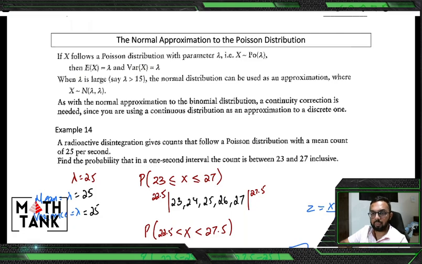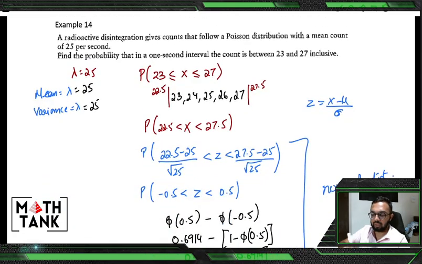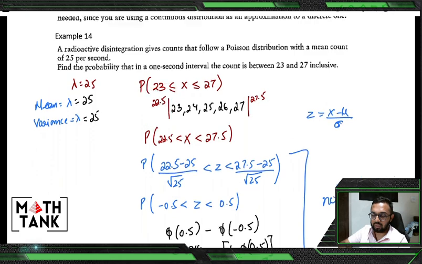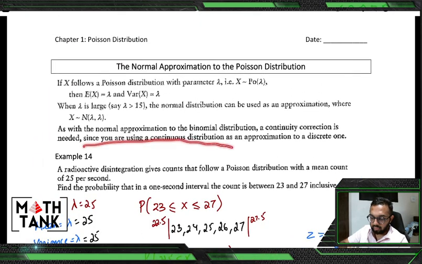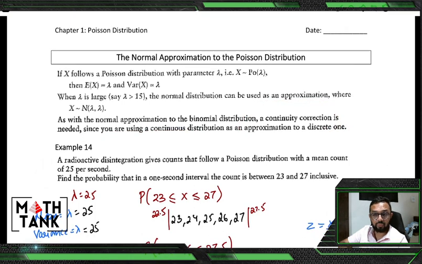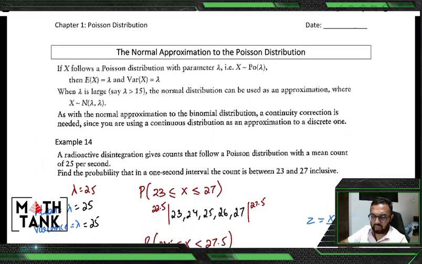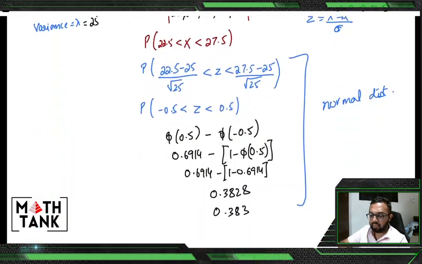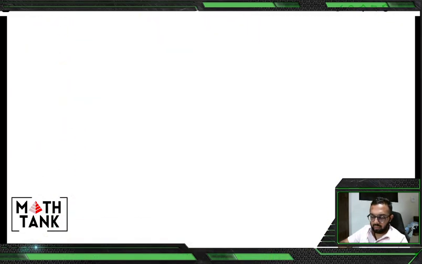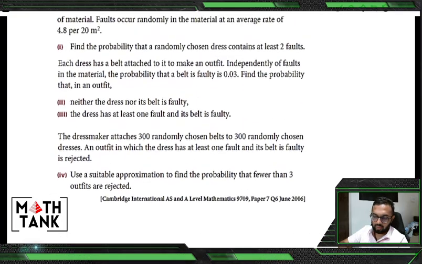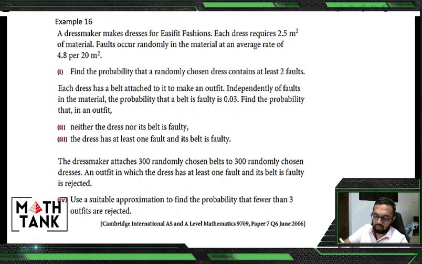Again, when you're converting from a Poisson distribution to a normal distribution, one thing that you should remember is continuity corrections. It's also written here. You're using a continuous distribution as an approximation to a discrete one, so a continuity correction is needed. That's something that you need to remember. If you don't know the rules for continuity correction, please look up the normal approximation video on my channel and you should be able to find the rules. All these questions are then about the Poisson approximation and so on.